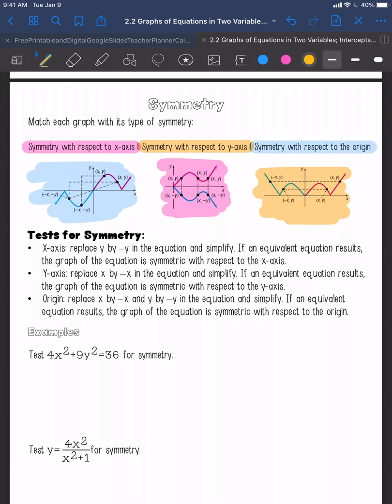For the x-axis, replace y by negative y in the equation and simplify. If it's the same exact equation as what it originally was, then the equation is symmetric with respect to the x-axis. Testing for symmetry with respect to the y-axis, we're going to replace the x by negative x in the equation. And if that equation is equivalent to the original, then it is symmetric with respect to the y-axis. And then for the origin, we're going to replace x by negative x and y by negative y in the equation.